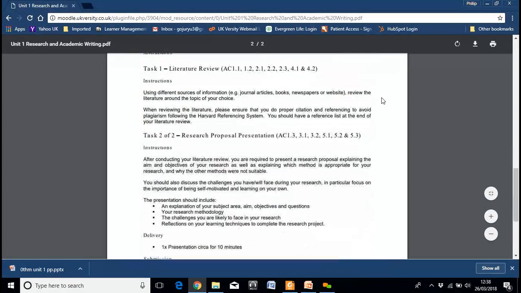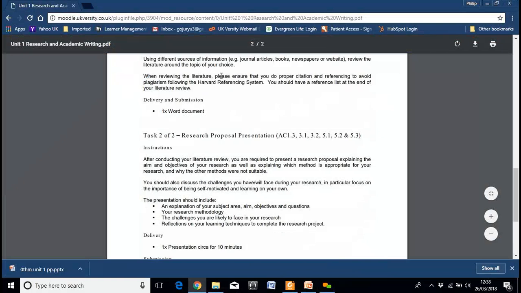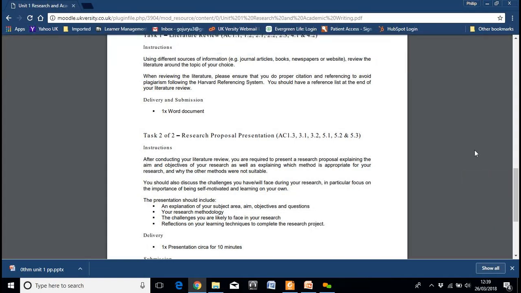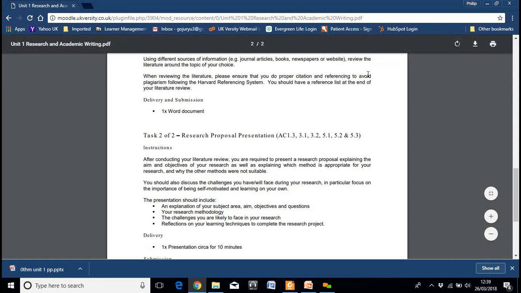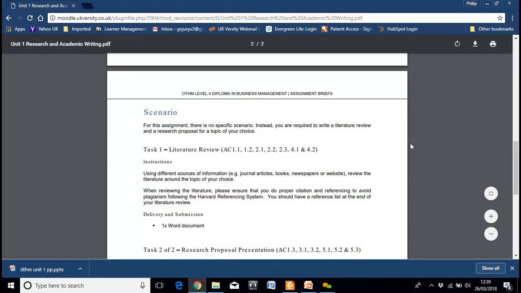The second part of that is when you are reviewing the literature, ensure that you do proper citation. In other words, use the Harvard referencing system to avoid any plagiarism. You should also have a reference list at the end of your literature review. In other words, basically what you've looked at, what you've said. And how you're actually going to go about that, and that's to be produced in a Word document. So that is your first assignment.